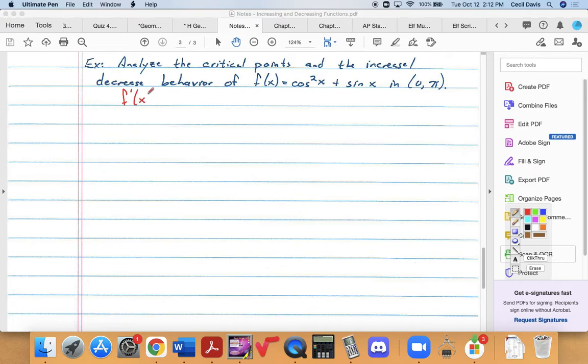So f prime of x: what's the derivative of cosine squared x? See how sharp you are today. 2 cosine x times negative sine x. Helps that I said part of it, doesn't it? Plus the derivative of sine is cosine x. And we want that to be equal to 0. You might think this is one that you need a calculator for, but it is not, because you can factor a cosine of x out of it. And I'll have negative 2 sine x plus 1.